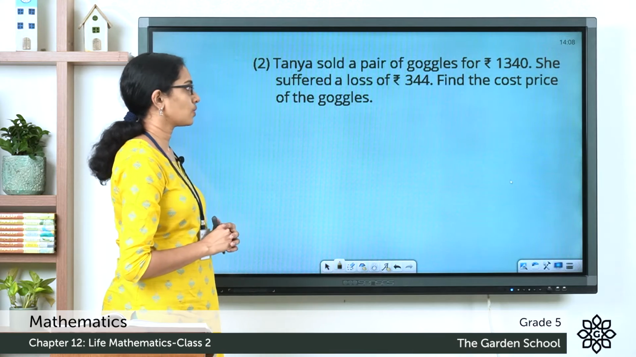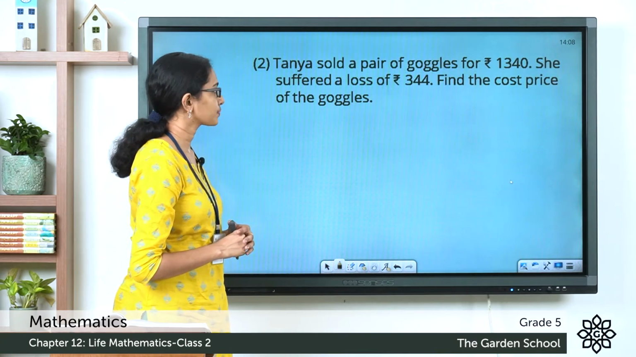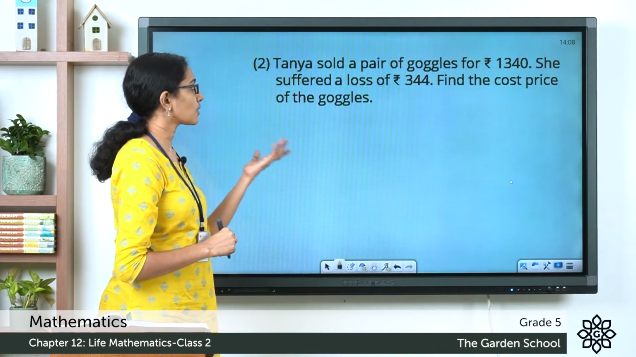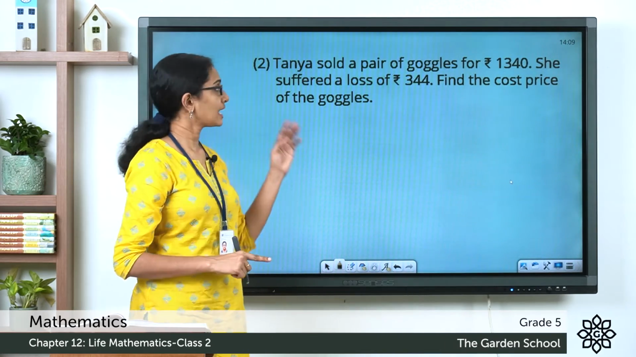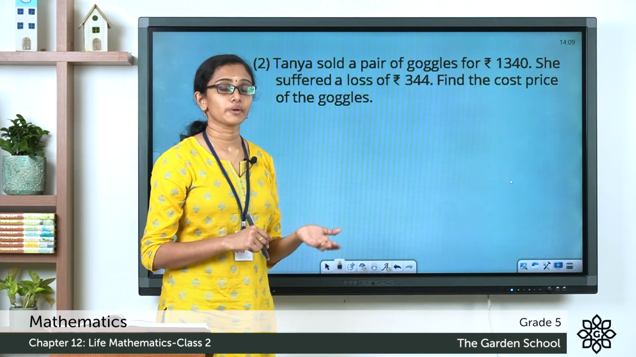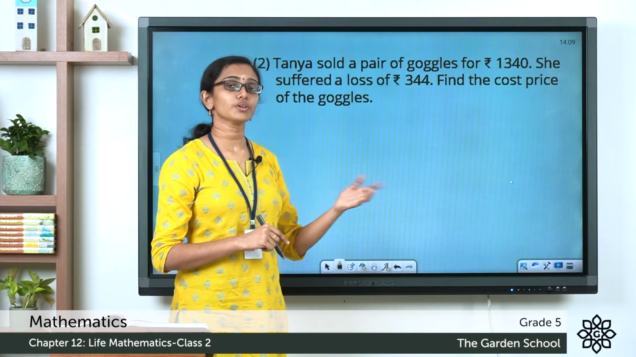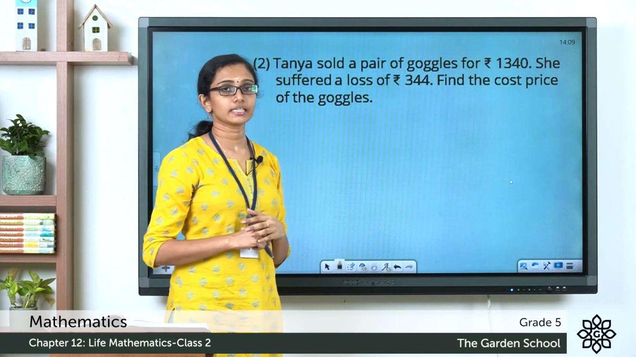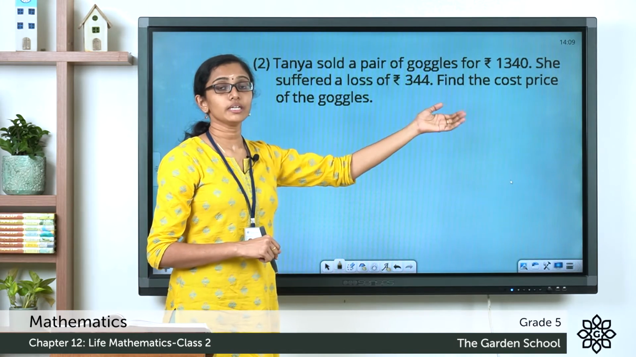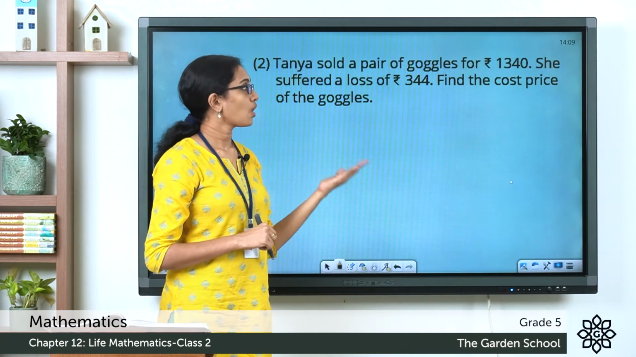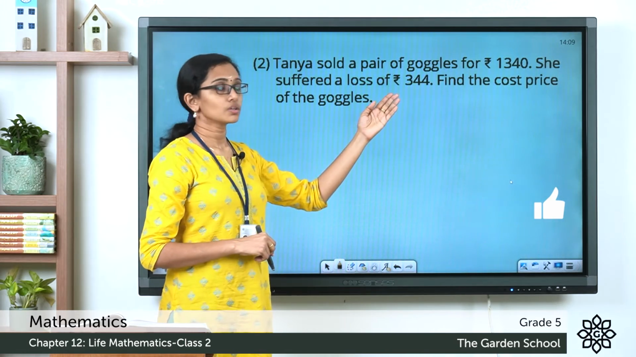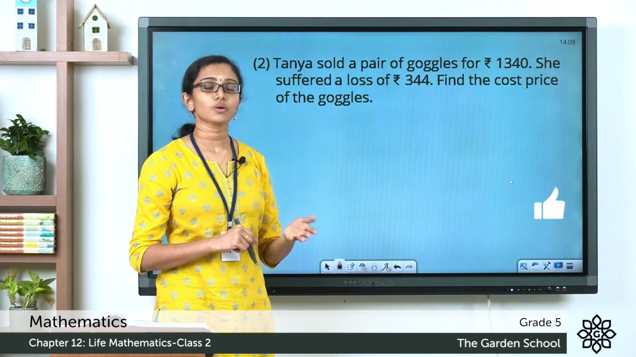Tanya sold a pair of goggles at rupees 1340. She suffered a loss of rupees 344. Find the cost price of the goggles. So in the question it is mentioned Tanya suffered a loss in this business. It means that she sold it at a price lower than its buying price or its cost price. So here the selling price is given. For her to suffer a loss, this selling price should be less than its cost price. So how would we find out the cost price here? You have to add this loss to the selling price to get the cost price.